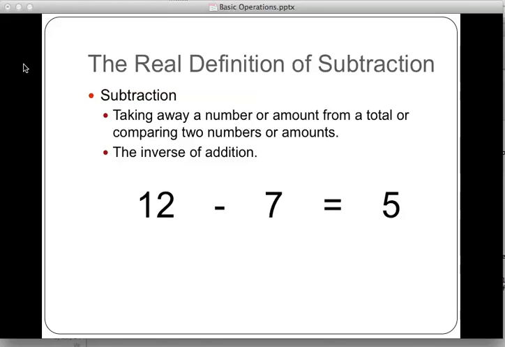Subtraction has a similar definition to addition. As a matter of fact, we could just define it as the opposite or the inverse of addition. We oftentimes think of taking away a number or an amount, or comparing numbers or amounts.